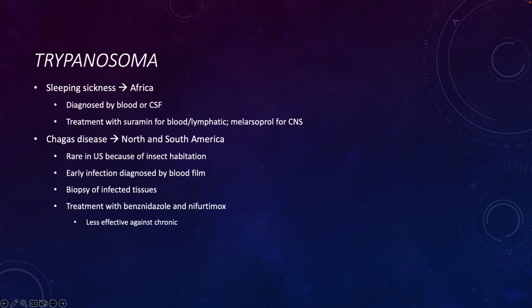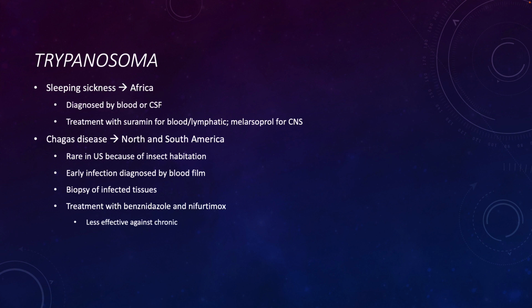Chagas disease is found in North and South America. As of right now, it is rare in the United States. You notice I don't say unheard of, I say rare, because of insect habitation. Infected insects are not as commonly found in the US as they are in other parts of the Americas. But with climate change comes the potential increase in range for some of these arthropods. So it's entirely possible that Chagas disease could become more common in the US with our changing climate.